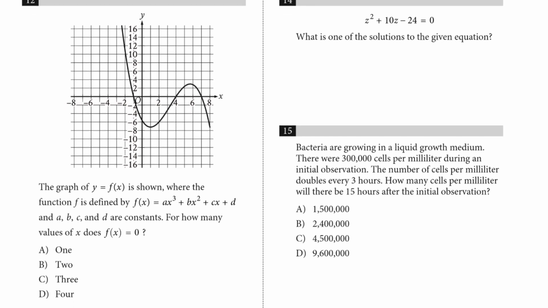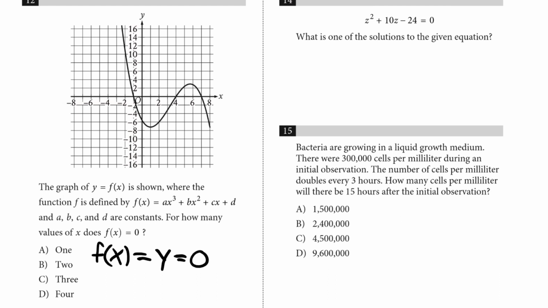Number 12. The graph of y equals f of x is shown where the function f is defined by f of x equals a times x cubed plus b times x squared plus c times x plus d, and a, b, c, and d are constants. How many values of x does f of x equal 0? When they say f of x equals 0, that's the same thing as saying y equals 0.